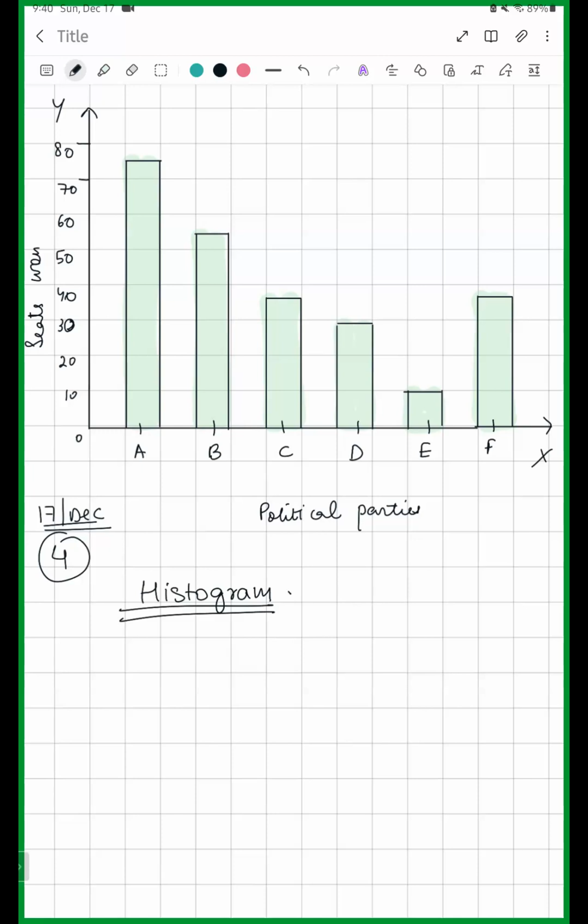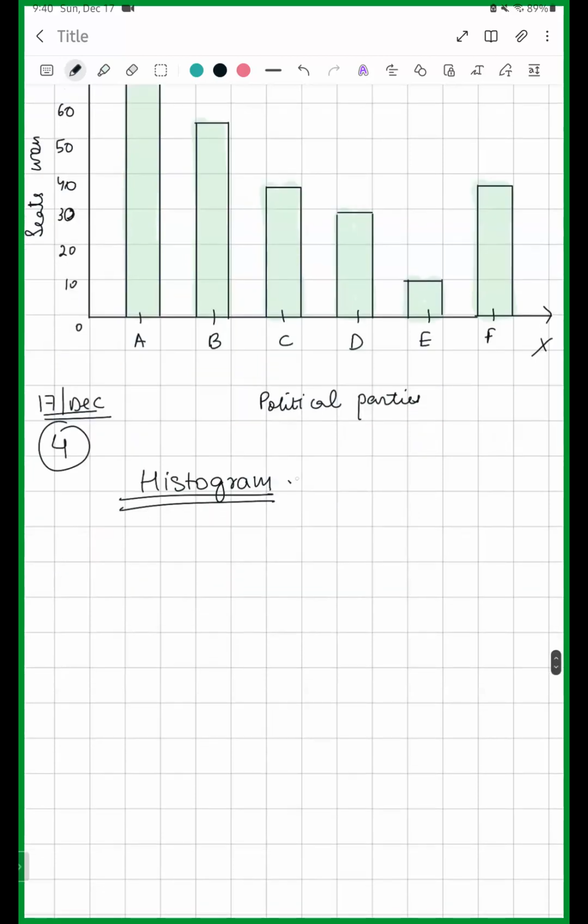So we will just go through the questions. As and when we are doing the questions, you will understand the difference between a bar graph and a histogram. Okay, so let's do the question exercise.